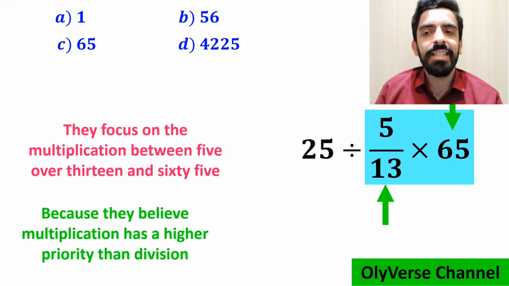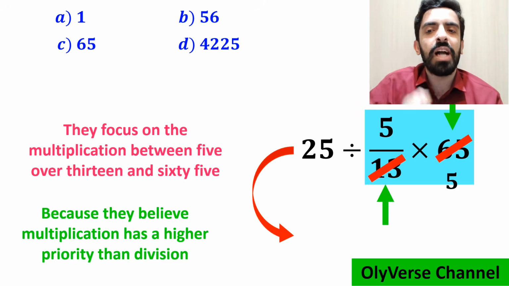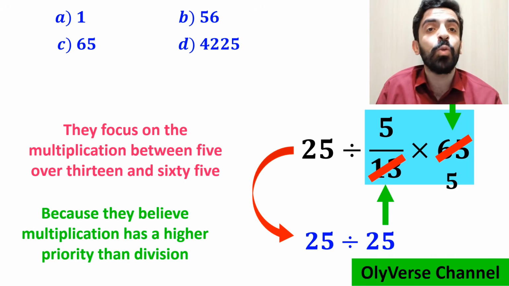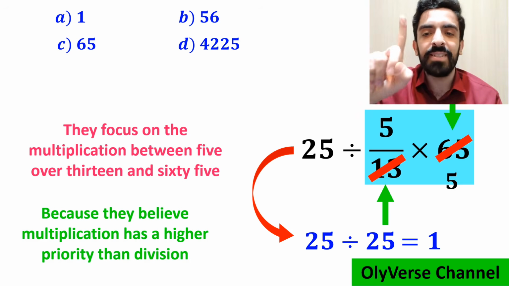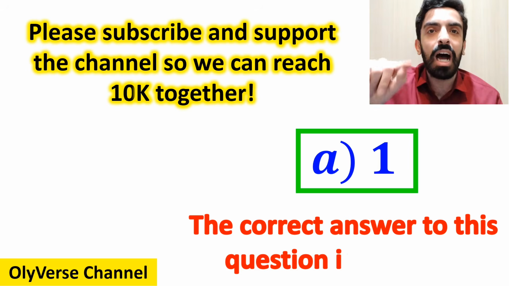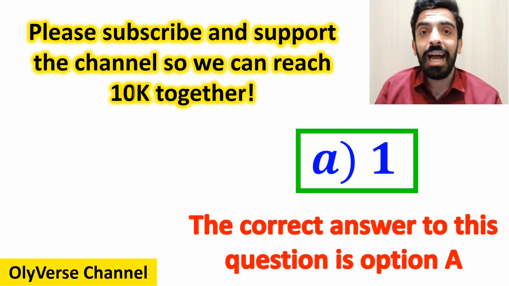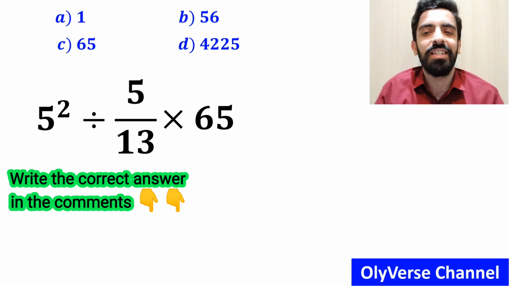Okay, as you can see in the image, they simply cancel out 65 with the 13 in the denominator, and this expression simplified to 25 divided by 25, which finally gives them the answer 1. And immediately, they conclude that the correct answer to this question is option A. However, this answer is absolutely wrong.